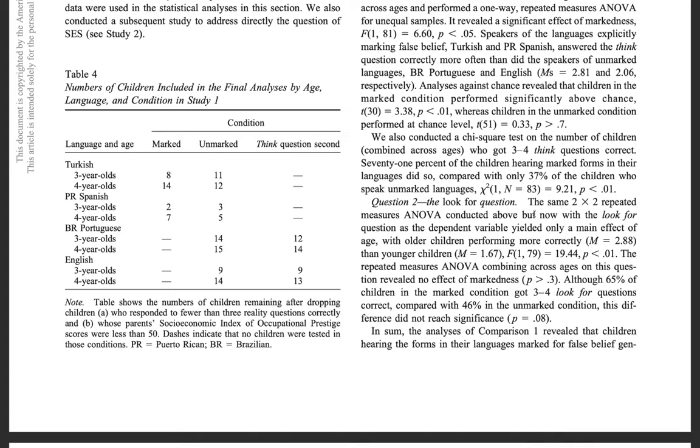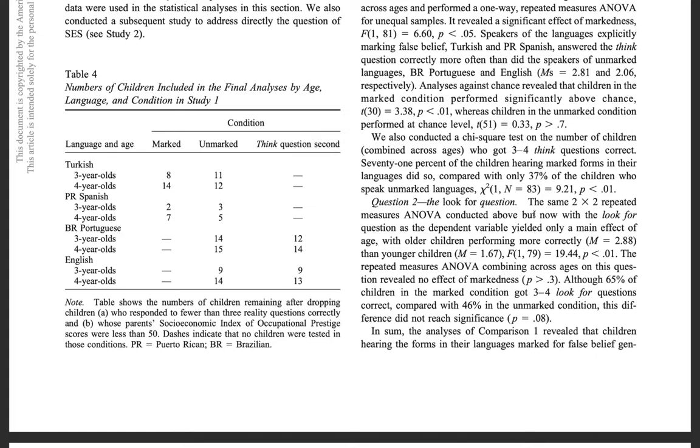So this is actually kind of interesting. They're saying, okay, if you got 3 to 4 think questions correctly, you've pretty much mastered this task. 71% of children hearing marked forms were in this range, with only 30% of children who speak unmarked languages. I don't know what they mean there. On the number of children combined across ages who got 3 to 4 think questions correct, 71% of the children hearing marked forms in their languages did so.